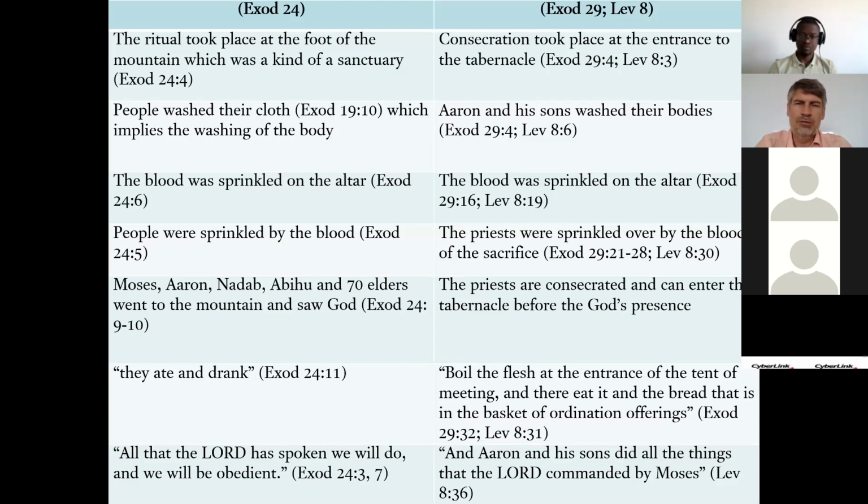So during the ritual of the covenant, one detail is very striking. Moses, if you remember, took the blood and sprinkled it over the nation. So all the people were sprinkled with the blood of the animal. And actually, we cannot find any parallel in any other ritual, but only in the ritual of Exodus 29, where the consecration of the priests is described.